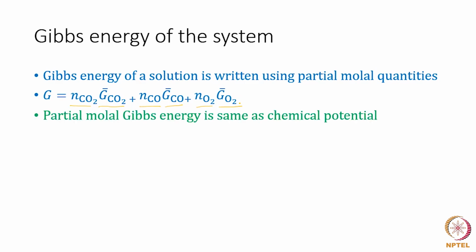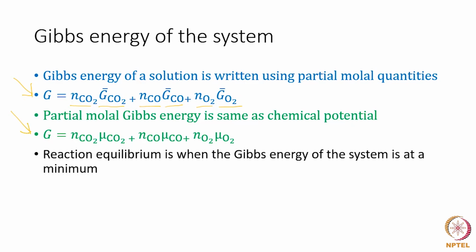We then know that because the partial molar Gibbs energy is same as chemical potential, we will use the symbol mu to make it simpler for us to write and typeset these equations. So the two expressions that are denoted here are identical. We now state that reaction equilibrium is when the Gibbs energy of the system is at a minimum, and of course this is when the pressure and temperature are kept constant, which is true for us in this particular example. So the constraints that are to be posed are as follows.